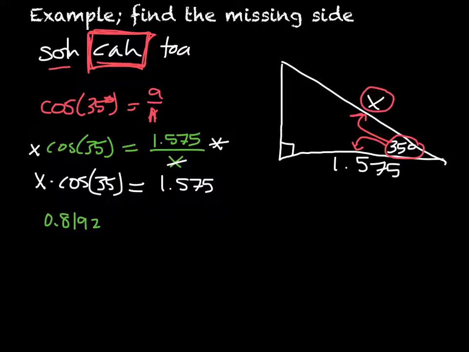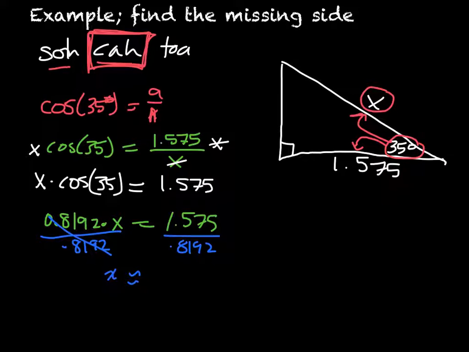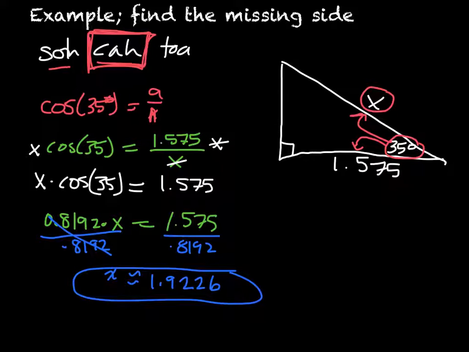0.8192 times my x equals 1.575. So now I have to solve for x. I'm going to divide by 0.8192. And I would get x is approximately equal to 1.9226, and that would be rounded off. So that would be your final answer. It's not exact, but it's pretty close. So you're just using your algebraic operations once you find what your cosine of 35 is. And that's your final answer.